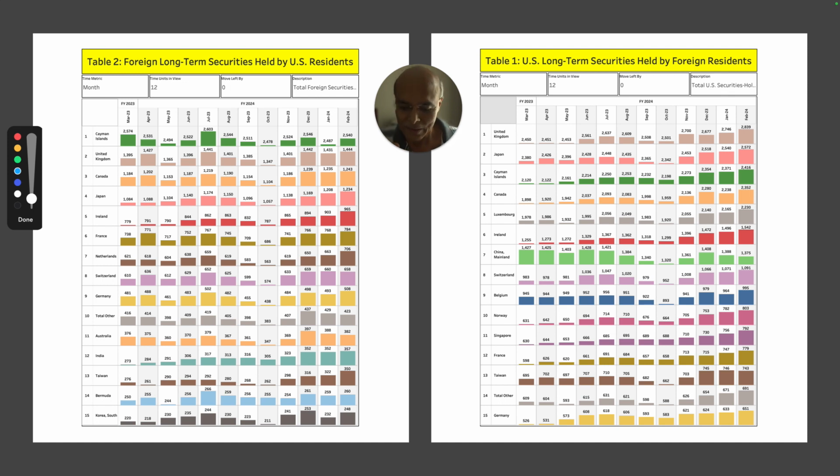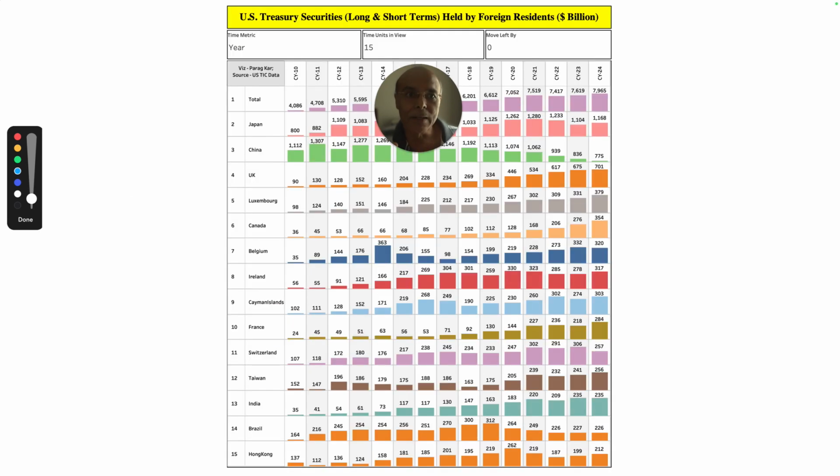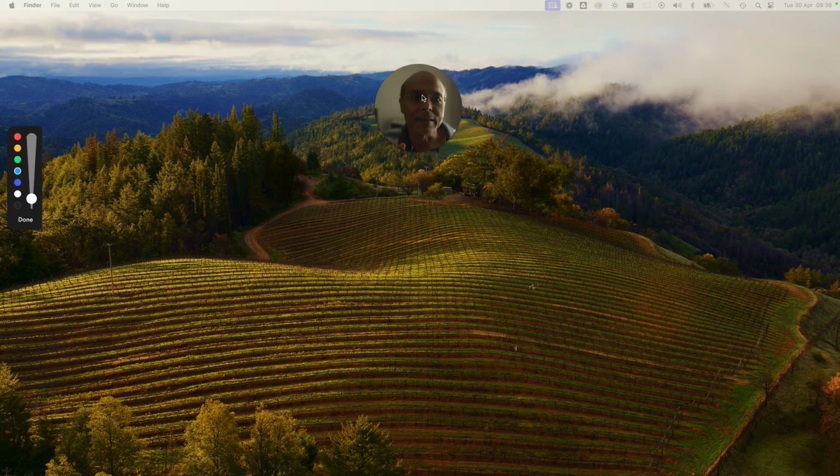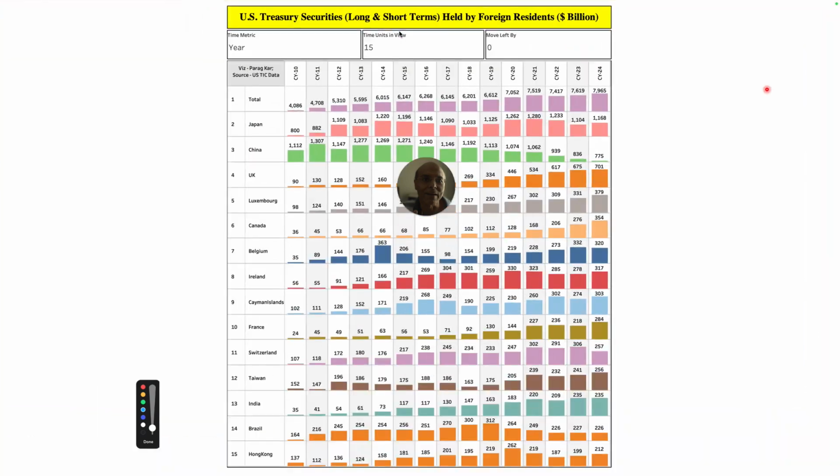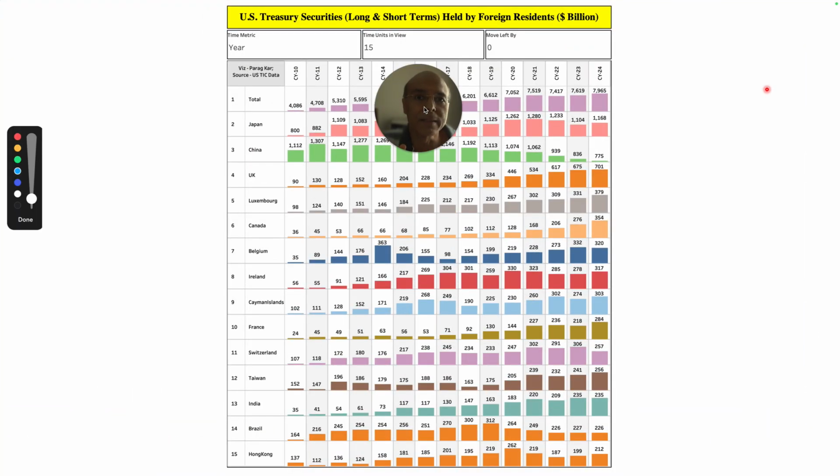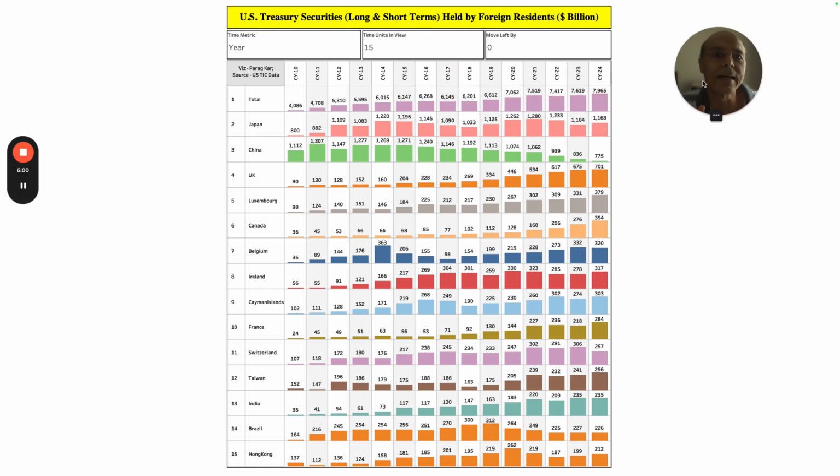Then I looked at another table, which is called the US Treasury Table 3. This table gives us the complete picture of the US Treasury long and short term securities held by foreigners. Japanese have been holding US securities, and I found that the securities being held by Japan are at a reasonably stable rate.